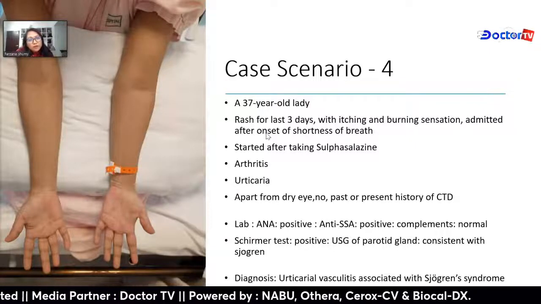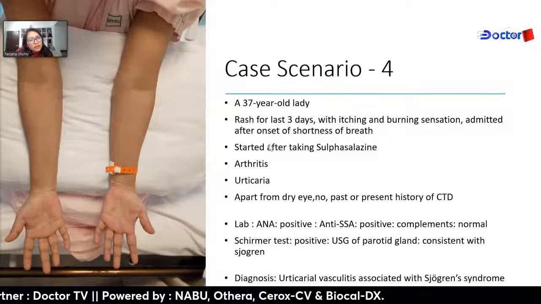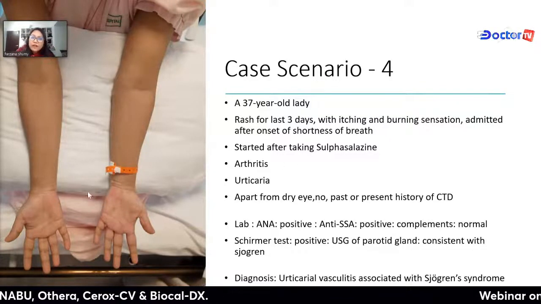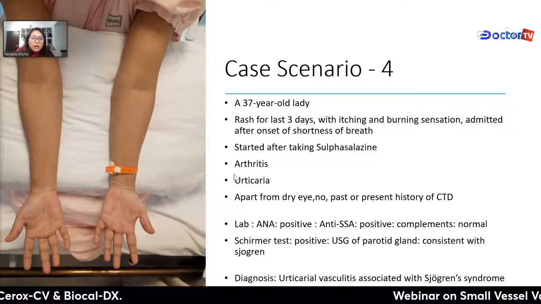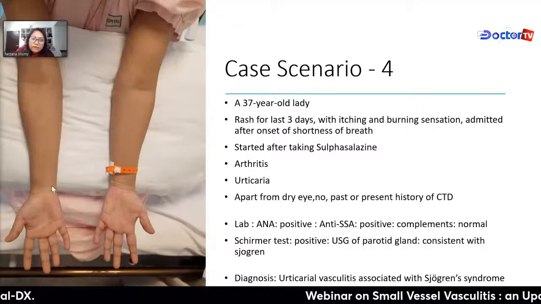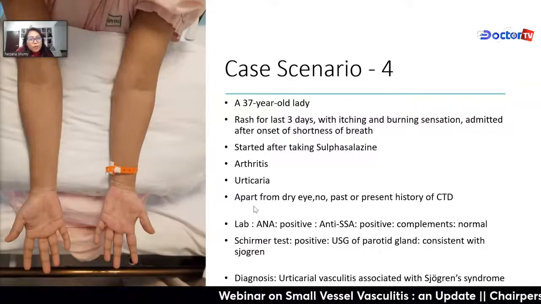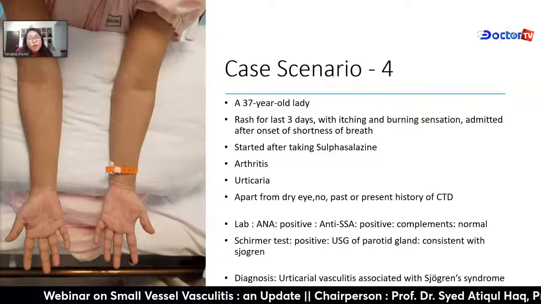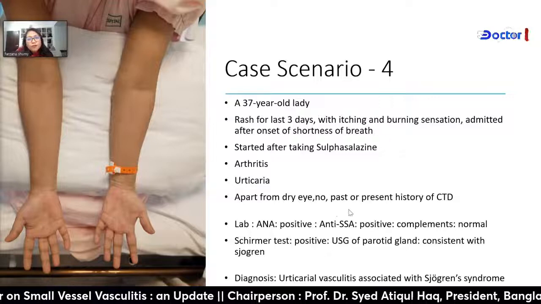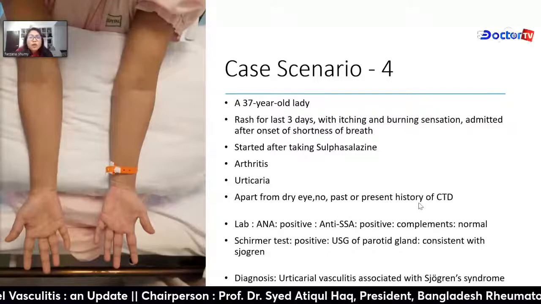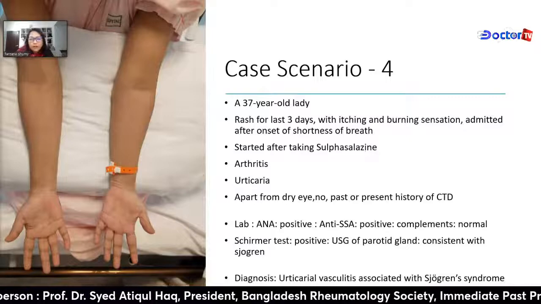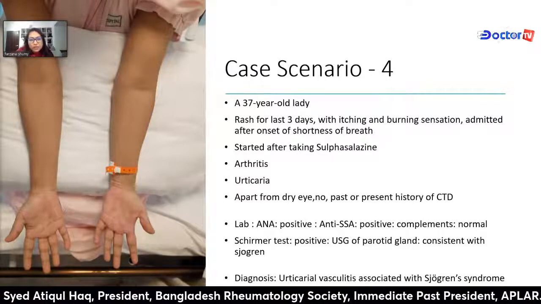And according to her statement, the symptoms started after she took sulfasalazine. And with this severe urticaria, she had severe arthritis involving mainly upper limbs. Apart from dry eye, there was no past or present history of connective tissue disease. She received sulfasalazine after a long suffering, like 1 year of arthralgia and body ache.